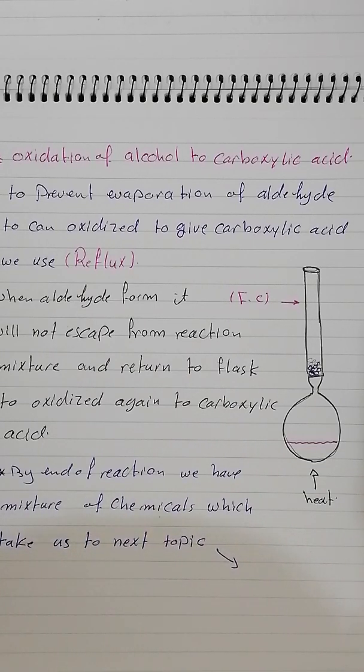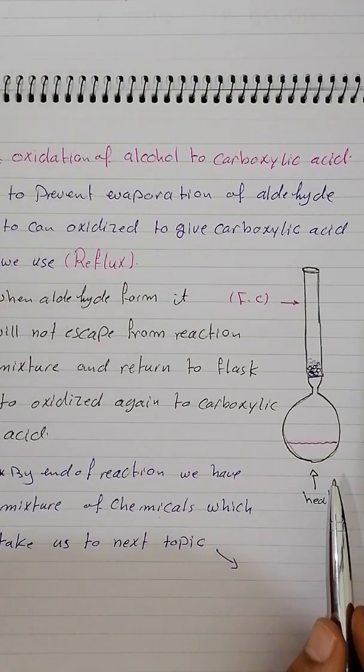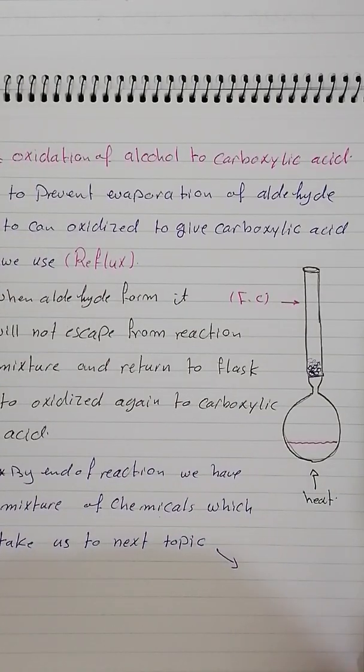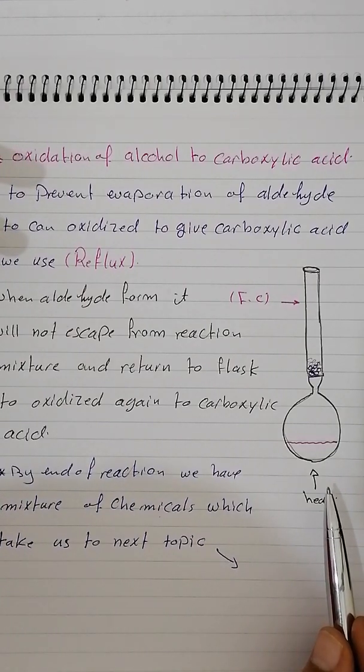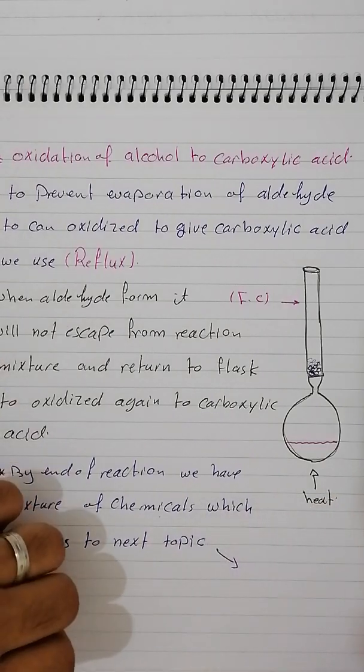By the end of the reaction, we will have a mixture of chemicals, which takes us to our next topic. Now here we have a mixture of products, some alcohols which are not oxidized, some aldehydes which are not oxidized, the oxidizing agent, different chemicals. This will take us to the next topic, which is purification of organic liquids. This will be our next topic, inshallah.